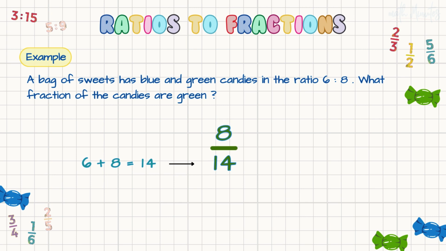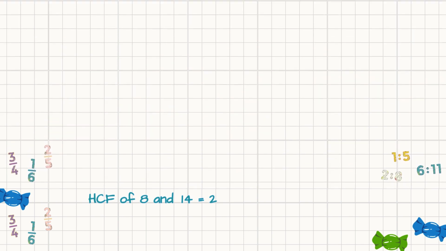We can simplify this further. We see that 2 is the highest common factor of 8 and 14. So we divide both the numerator and denominator by this to get 4 over 7.